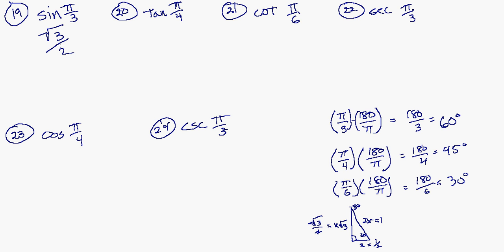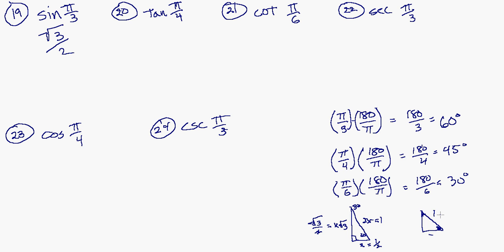20, tangent of pi over 4, that's 45, 45. So if these are 45 degree angles right here, okay, if this is 1, this is going to be the square root. Let's see if that's 1.